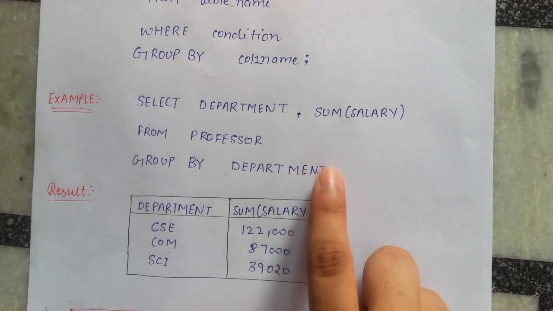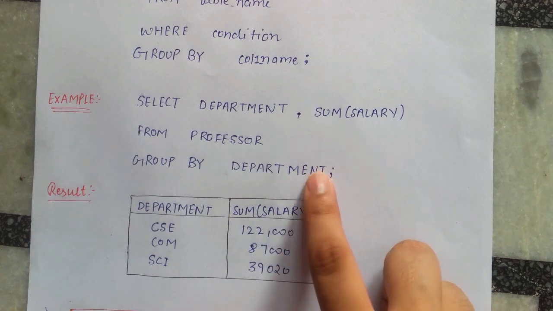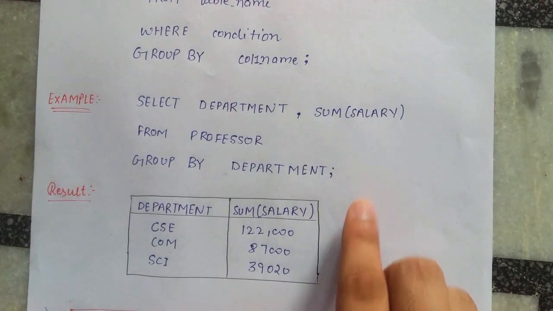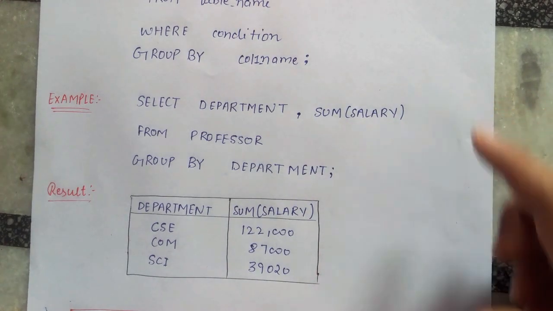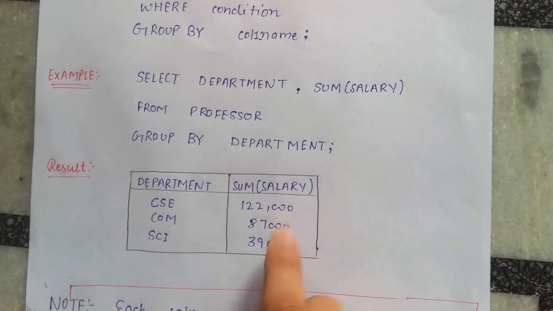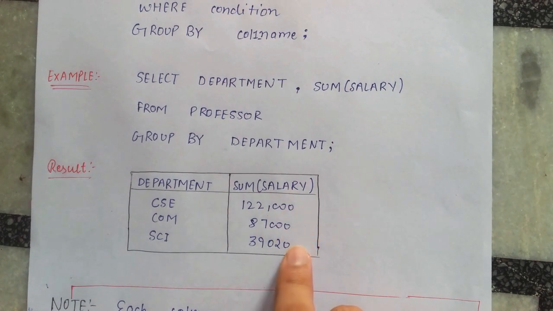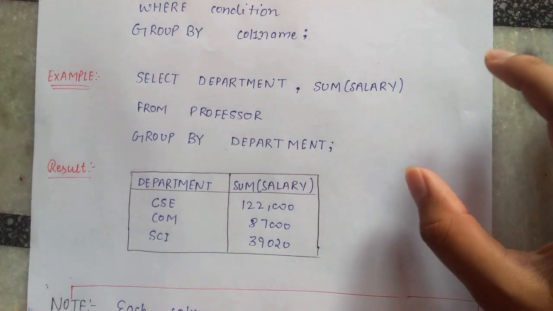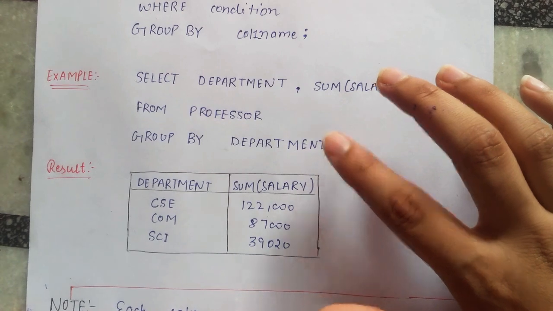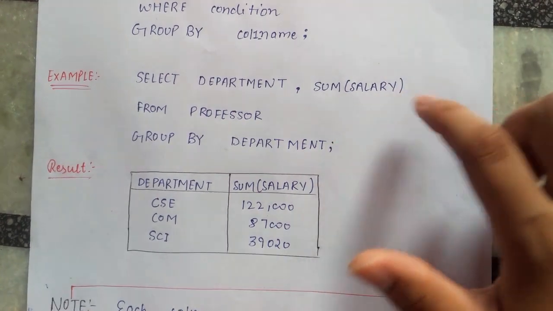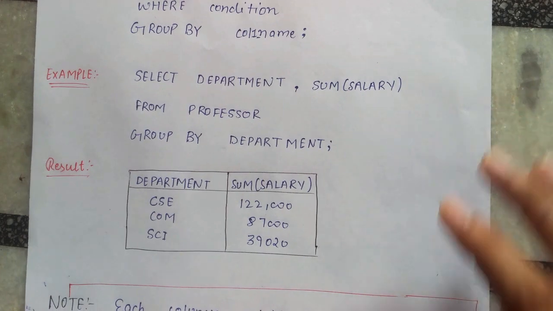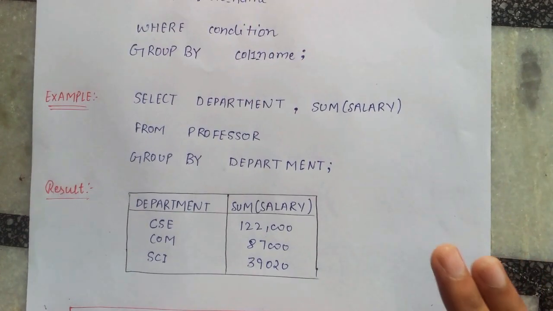Then after making the groups on the basis of department, it will find the sum of the salaries of each department. After finding the sums, it will display all the sums of the salaries on the display screen. So this is the use of the group by command: it's used to group the data on the basis of some particular column, and then perform the aggregate function on that grouped data. So this is the syntax for the group by command.